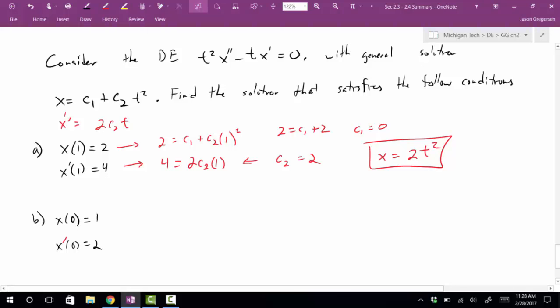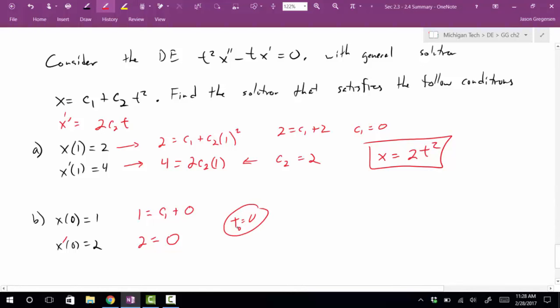What do you get here, right? You plug in the first one, I get 1 is equal to C1 plus 0. I plug in the next condition of my derivative, I get 2 is equal to 0. What's going on? What's the problem here? Right. We're trying to figure this out when t equals 0. That's my t sub naught here, right?